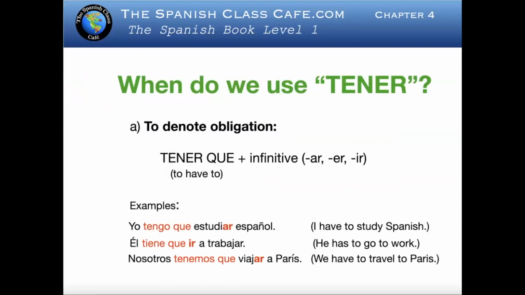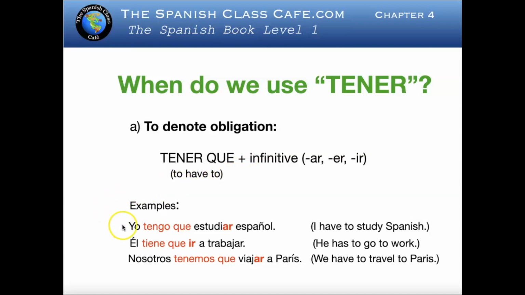When do we use tener? We use tener to denote obligation. And we have a formula here that is tener que plus an infinitive. Remember, the infinitives are the verbs that end in AR, ER, and IR. Now, tener que means to have to do something.